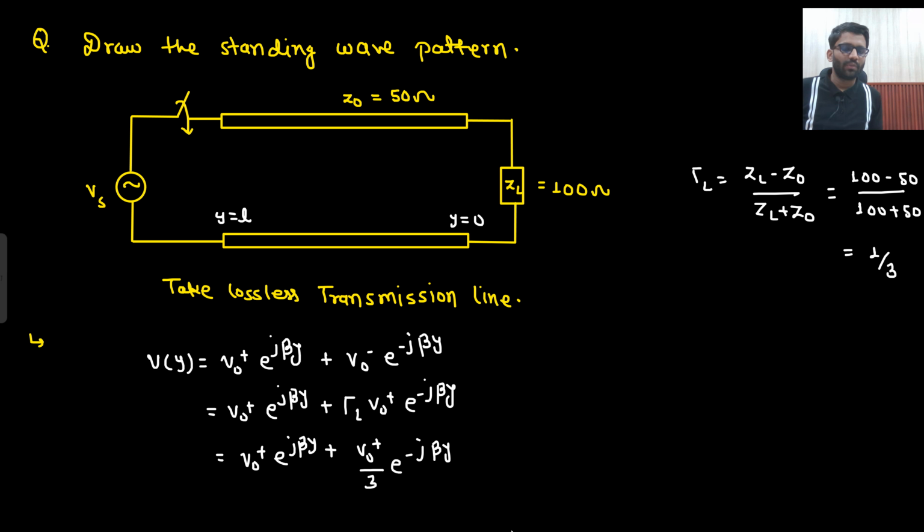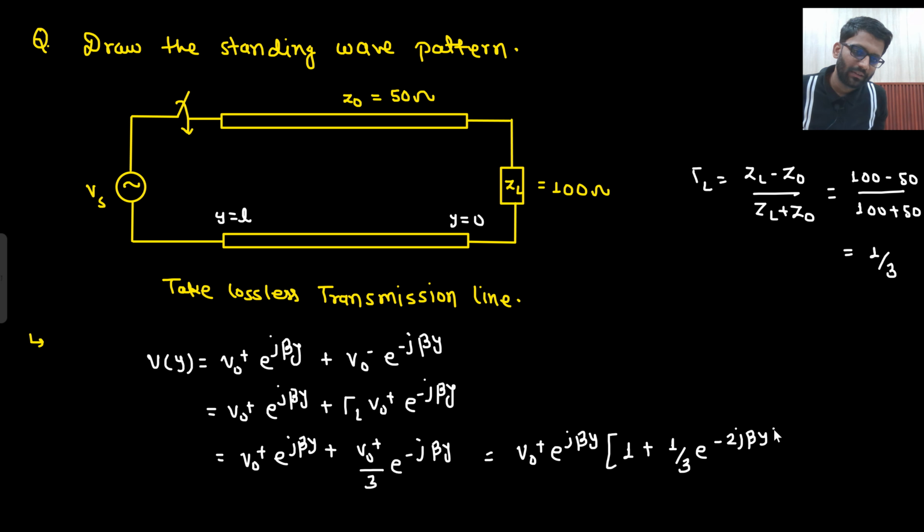Then what we used to do? We used to take V naught plus e to the power something outward. So what I am going to do: V naught plus e to the power j beta y, this I am taking outward. Here 1 plus 1 by 3 e to the power minus 2j beta y. This is what I am getting. Now using this expression, I would find my maxima and minima, the maximum and minimum value.